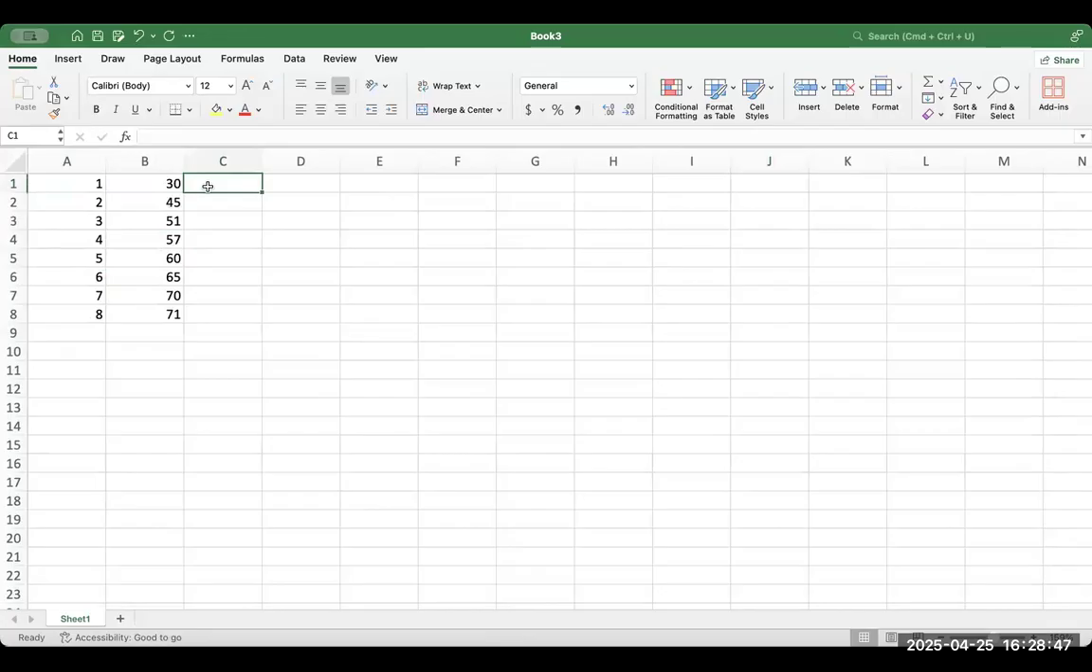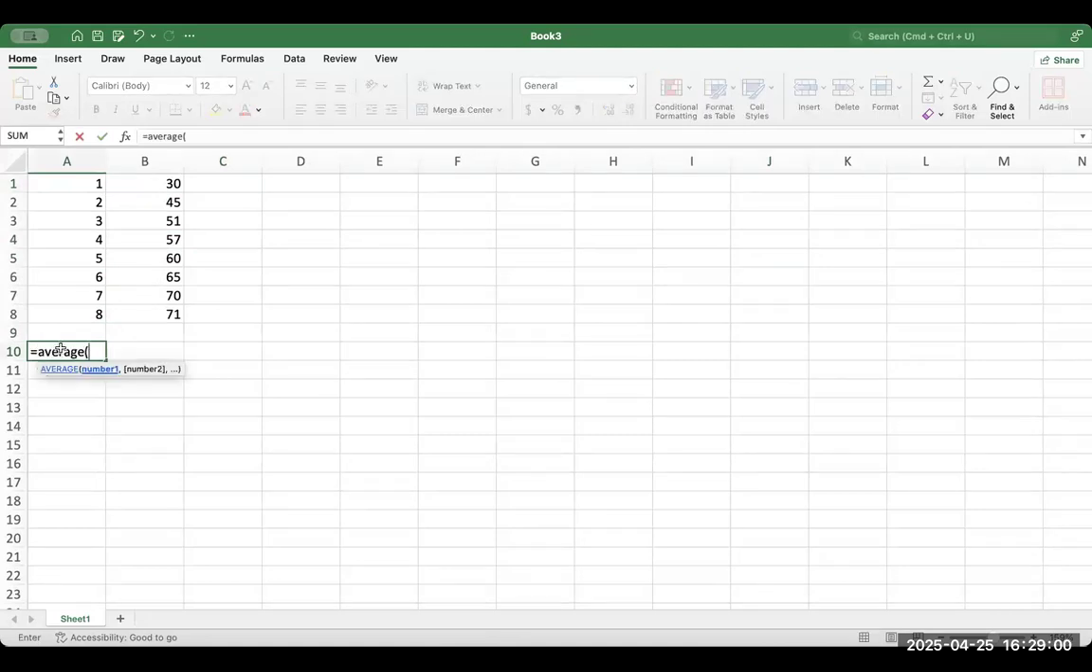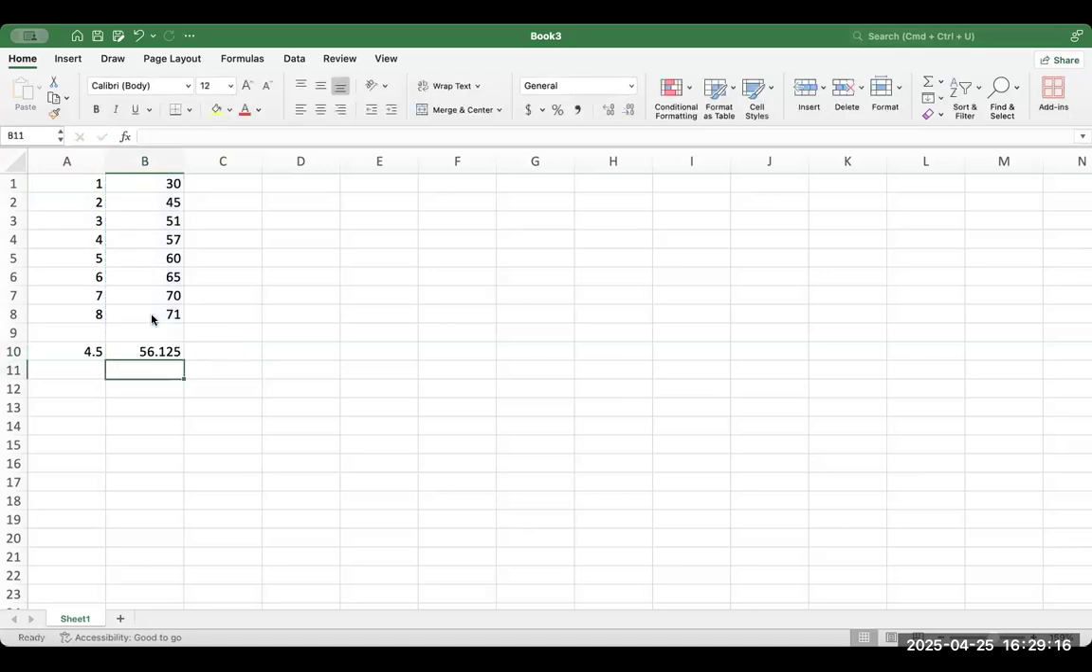Okay, so now I've put the information into Microsoft Excel. Column A is the size of the hunting party. Column B is the percentage of successful hunts. And down here at A10, I'm going to type equals average, and I'm going to highlight these cells. And I get 4.5. Then next to it, I'm going to find the average of these cells. And I get 56.125. So maybe write that down somewhere. It's going to show up on the slides in just a minute.